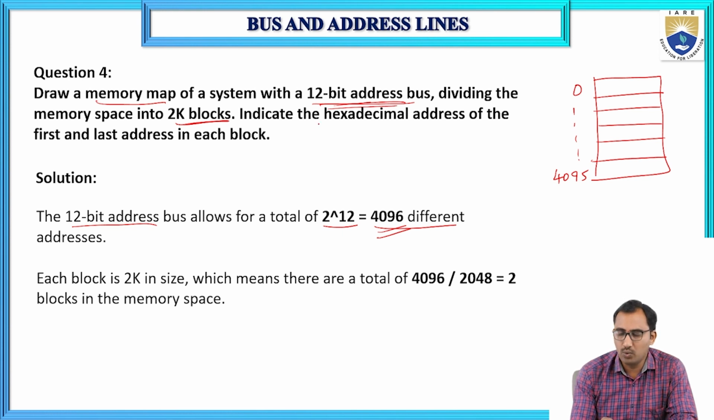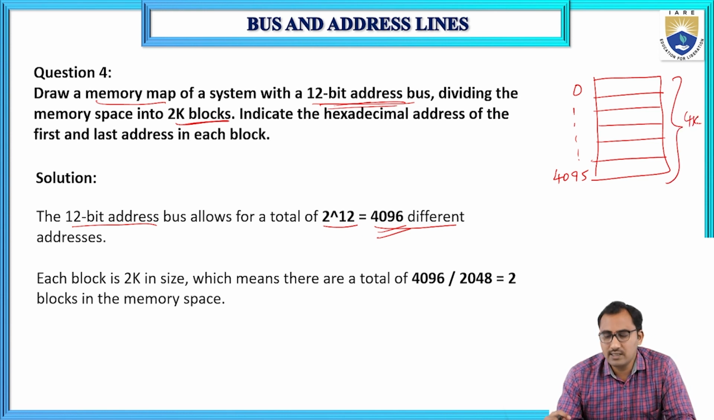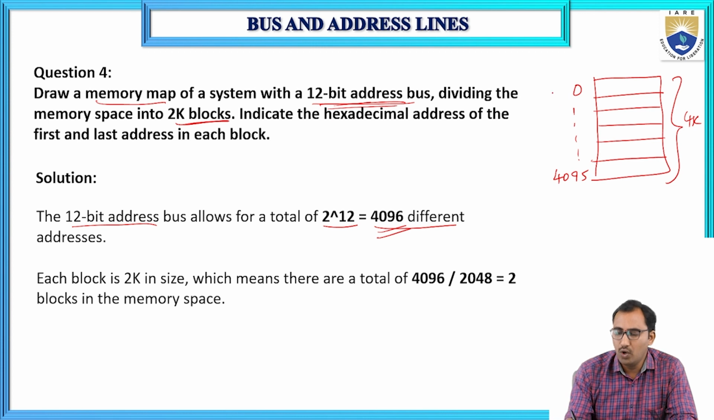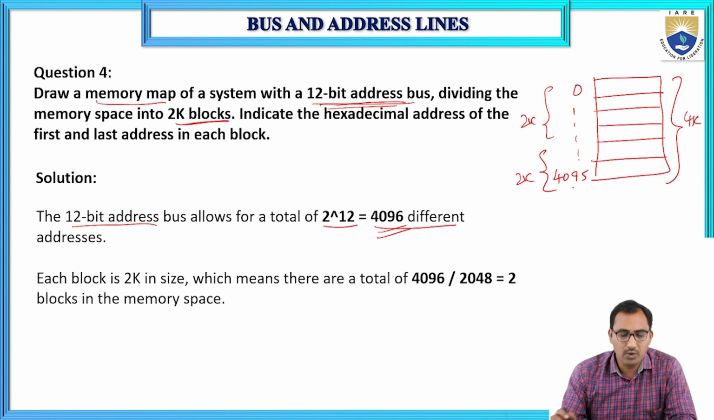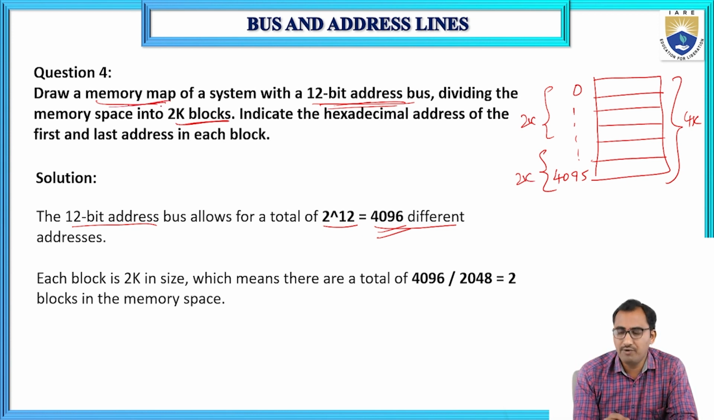So 2K blocks. This is a total of 4K, so we are dividing the entire memory space into 2K. That means we are dividing this entire memory space into two parts, 2K each. We are going to draw the memory mapping for this 2K and this 2K.